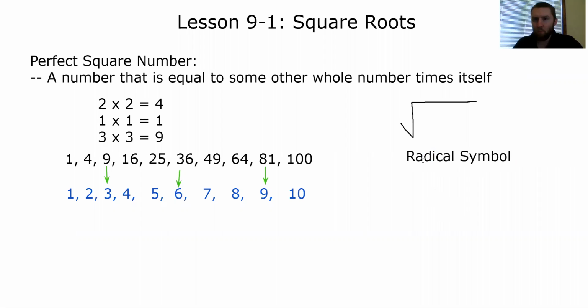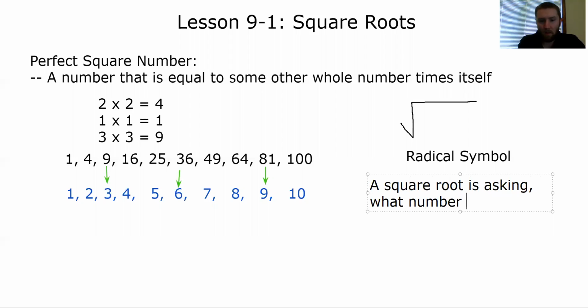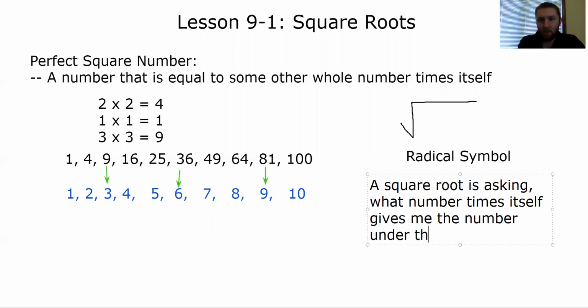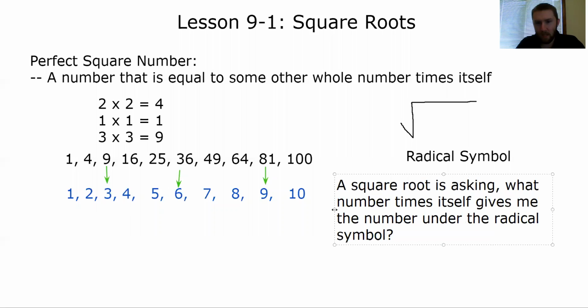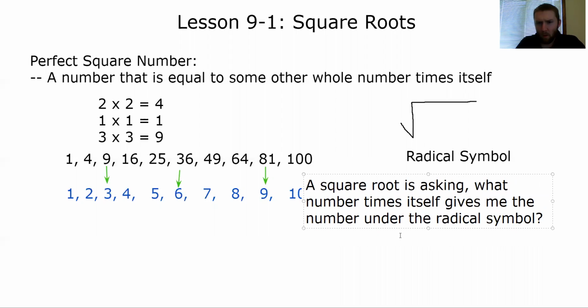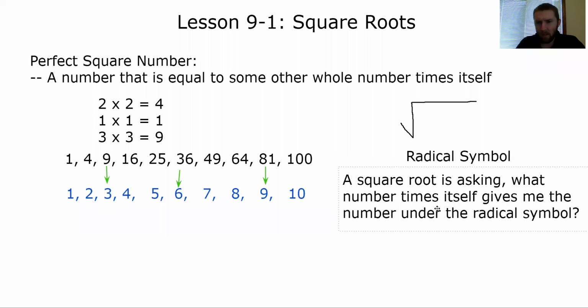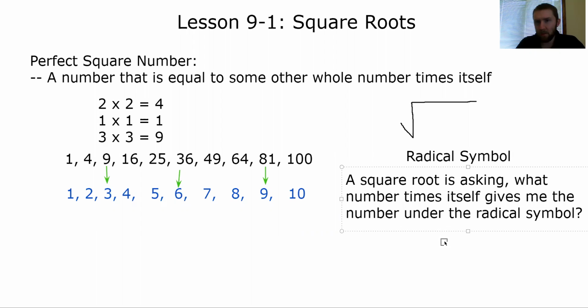Okay? And now the next question is, what does a square root mean? Well, a square root is asking what number times itself or multiplied by itself gives me the number under the radical symbol. Okay, that's what a square root is asking. What number, when I times it by itself, gives me the number under the radical symbol?